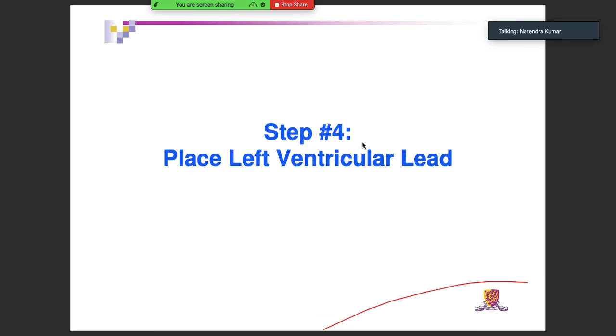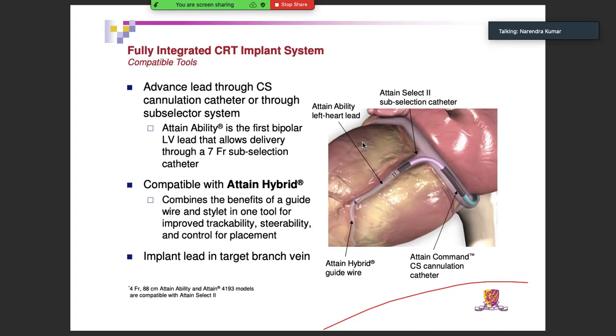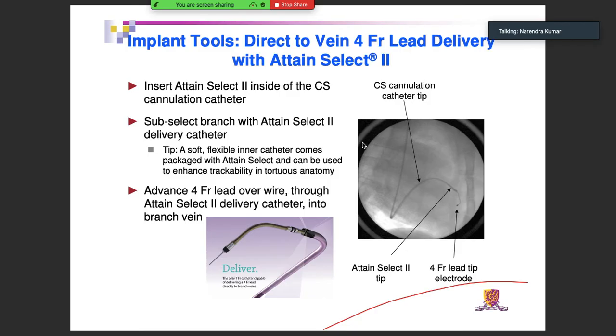So now the important thing is how to place the lead. Once we have advanced the lead through the coronary sinus, we try to see if it is compatible enough, and always try to implant the lead in the target branch vein. As we can beautifully see in this figure, you can use different tools available, something like the Attain group 4193, 4194, and there are hybrid guide catheters as well. It will be helpful to add to the agility of the guide wire if there is a stylet in the tool, in fact. So there are various tools available as well.